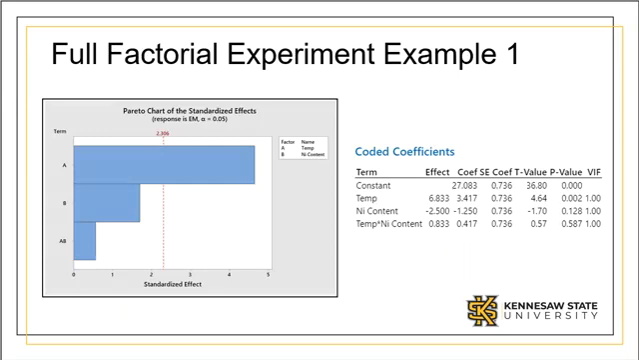Here is the second half of the analysis. As you can see, the previous results are affirmed. The Pareto chart shows that temperature, A, is the largest effect, followed by nickel content and the interaction.